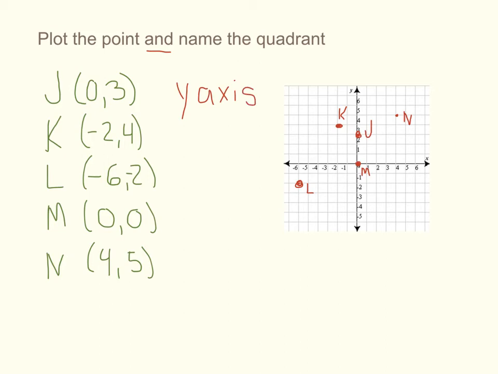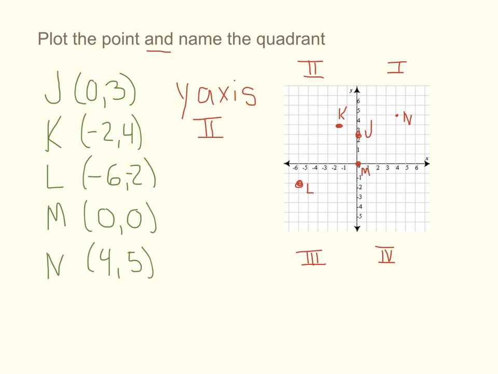K is over here. Remember, if it helps you, you can always go ahead and label the quadrants. This is 1, 2, 3, 4. Make sure you're using Roman numerals. I'll mark them wrong if they're not in Roman numerals. This falls in quadrant 2.